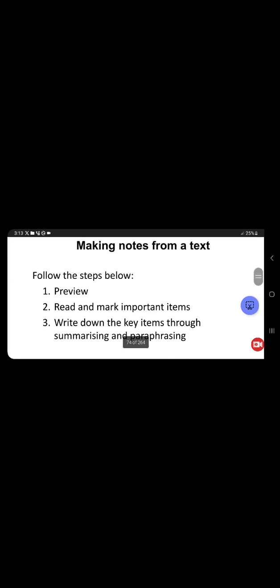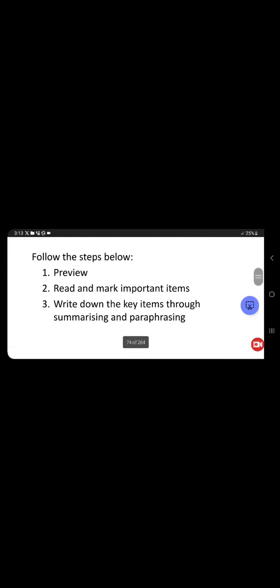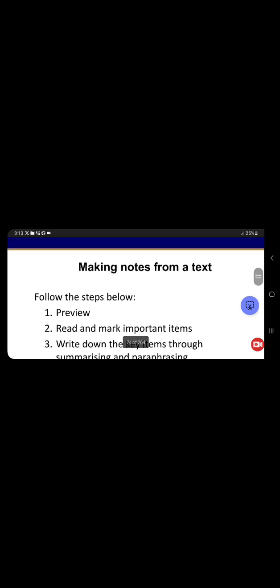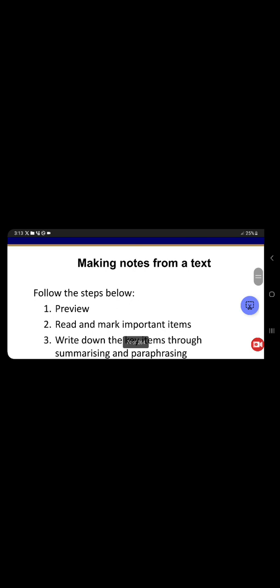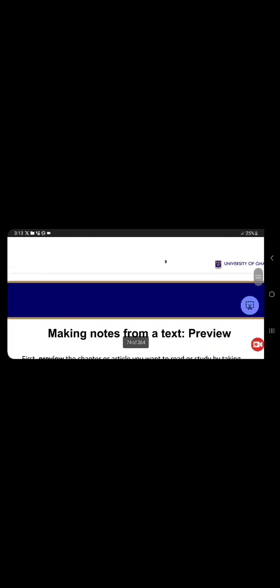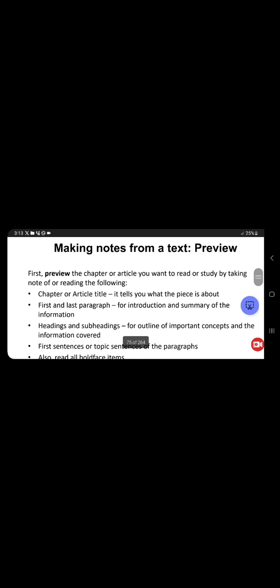So now let's talk about, I think this is, if not the last, the last but one point. So now let's look at these 3 steps, the steps for making notes from a text. These are the steps you should follow. We have preview, then reading and marking important items, and then the third one is writing down the key ideas through summarizing and paraphrasing. So now we are coming to delve more into them.